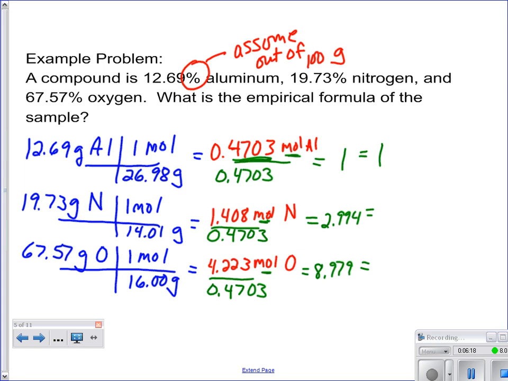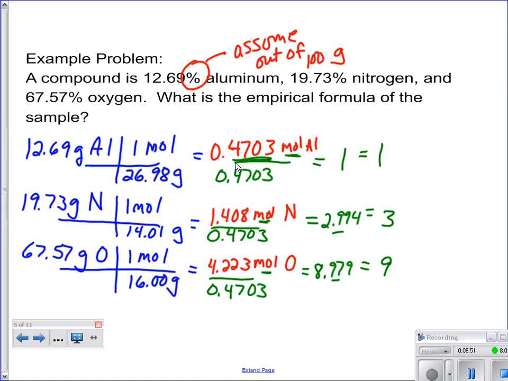And I look at 2.994. Yeah, that rounds to 3.0, so I'm going to just call that a whole number of 3. 8.979, that rounds to just 9.0, so I'm going to call that 9 in that case. Okay, so again, just by doing a lot of sig figs, you're able to see, does it really round to a whole number? So you have just done step number 2, and our last step is now to use those values as subscripts in your formula.